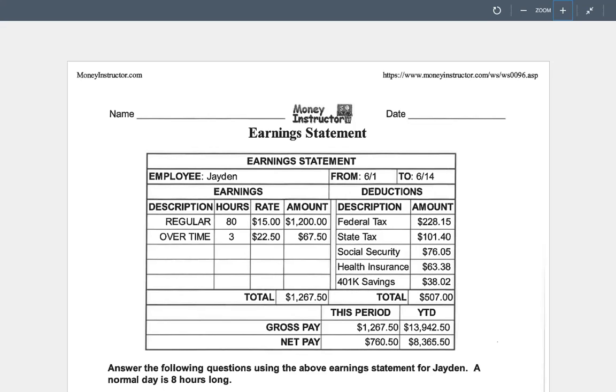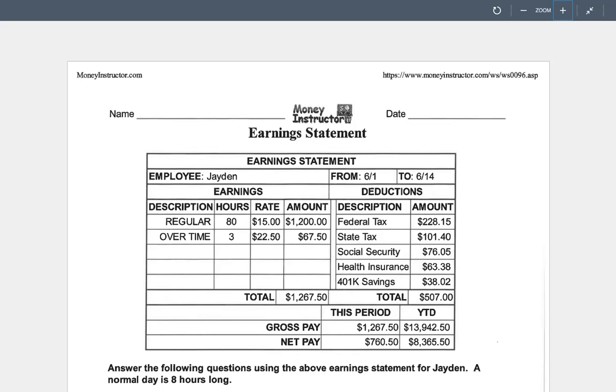So if you see where it says gross pay, you look below it and it's net pay. That is $760.50. Okay. So $760.50. That's how much he's taking home with him. Net pay is also what you call take home pay.